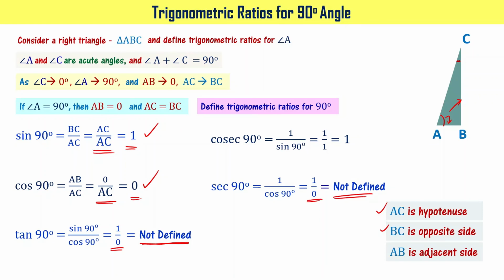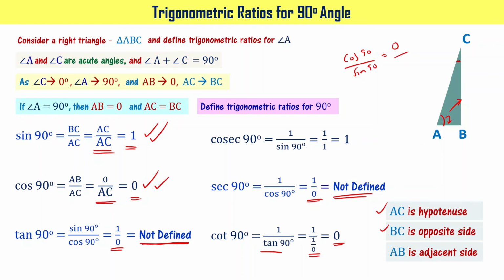We don't know the value of 1 by 0. And when it comes to cot 90 degrees, you can write it as 1 by tan 90 degrees. Otherwise, you can say cos 90 degrees divided by sine 90 degrees. Cos 90 is 0 and sine 90 is 1. That's why cot 90 is equal to 0. Understood?